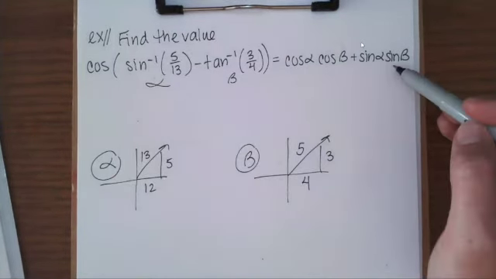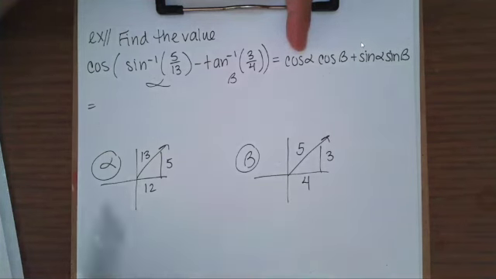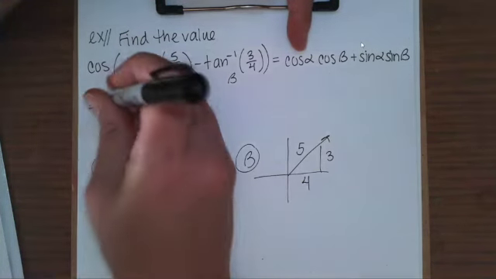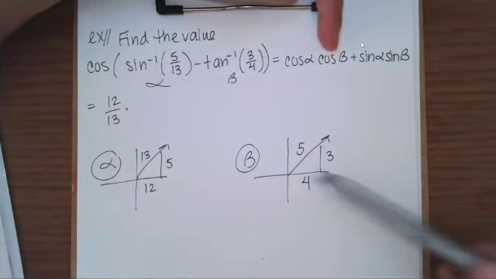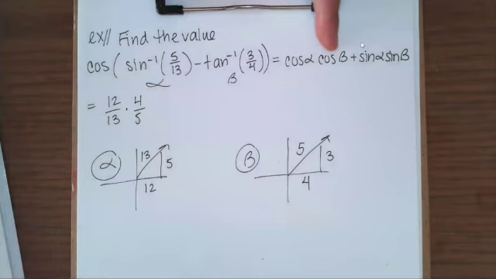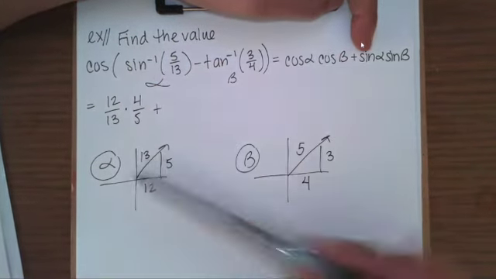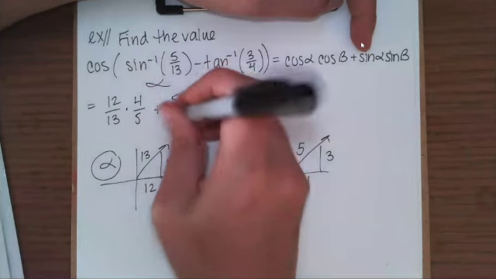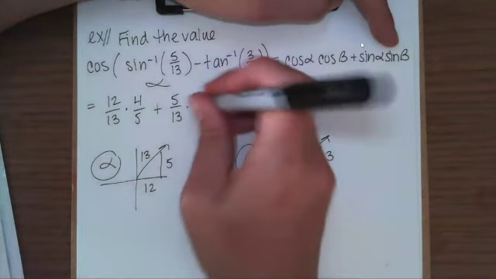Next thing we do is we'll fill in these values. So we got that this is equal to cosine of alpha. So here's alpha. Cosine is 12 over 13. Times cosine of beta. Cosine's 4 over 5. Plus sine of alpha. So sine of alpha is opposite over hypotenuse. That's 5/13. Sine of beta, opposite over hypotenuse, that's 3/5.